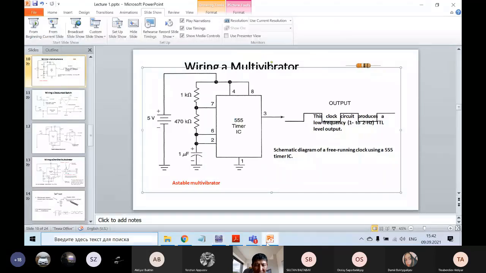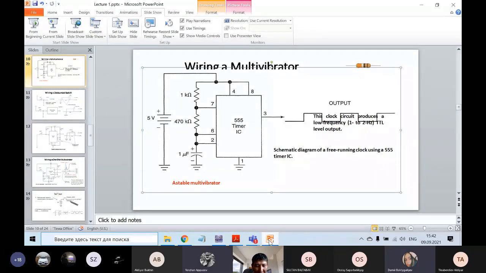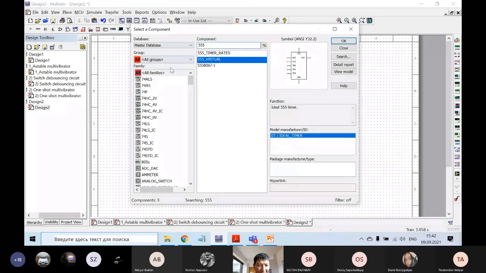Okay. What next do we need? What else do we need? Capacitors, resistors. Capacitors. Yes. How many capacitors? 2 capacitors. I see one. Yes, and two resistors. Okay.